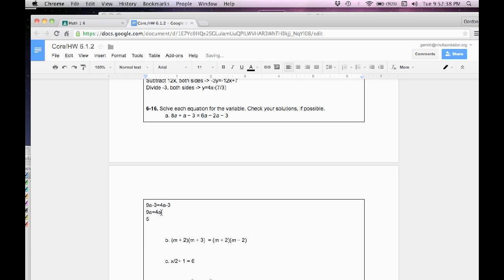I get 5a equals 0. I'll divide by 5 on both sides. A equals 0. If I know that a equals 0, I can plug it back into the beginning equation to see if that actually does work. So every place where I see an a here, I'm going to replace it with a 0 and see if this equation comes out true.